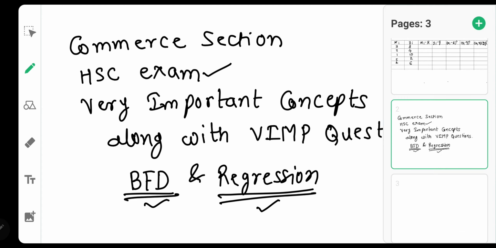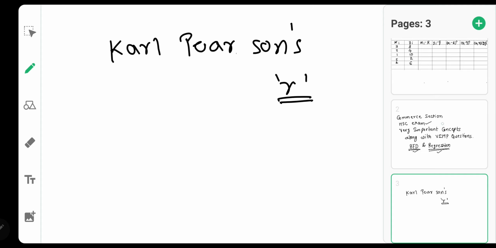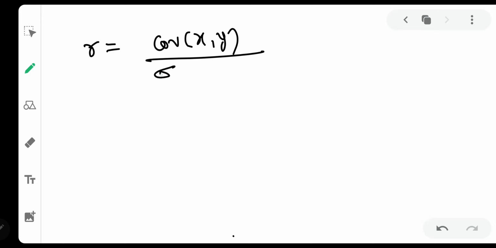A very important and very basic question that they ask is Karl Pearson's correlation coefficient, which is called R. Now this R has many formulae, but I would like to concentrate on the very basic formula of R, which can be given as R is equal to covariance of xy upon standard deviation of x into standard deviation of y. If you know this basic formula, you can solve any Karl Pearson's correlation coefficient question.